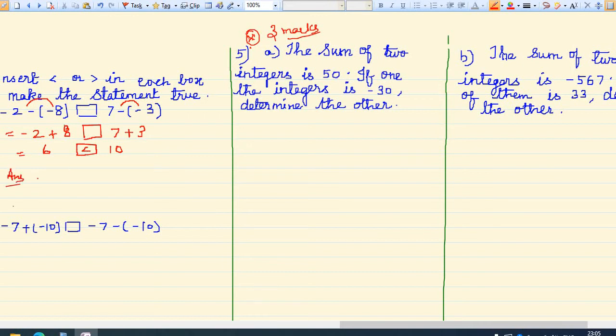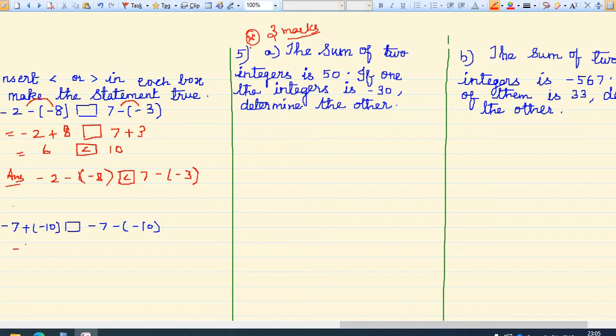Answer, minus 2 of minus 8, box, 7 minus of minus 3. So this is your answer. The same thing you have to simplify the left hand side and then simplify the right hand side. Now you compare which is a greater.